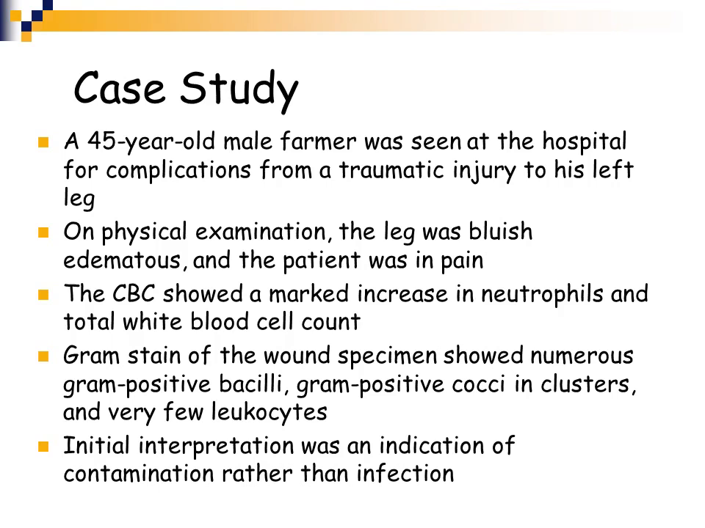There are few leukocytes, white blood cells, showing in the direct Gram stain of the wound specimen. The initial interpretation was an indication of contamination rather than infection. Why do you think that? Why would you think there might be an indication of contamination? The only thing I can think of are those gram-positive cocci in clusters. Staphylococcus organisms are common skin flora, which would mean your specimen may be contaminated with some skin flora.